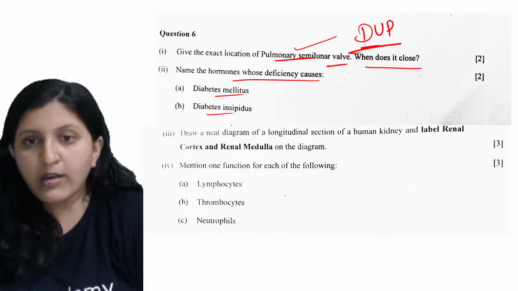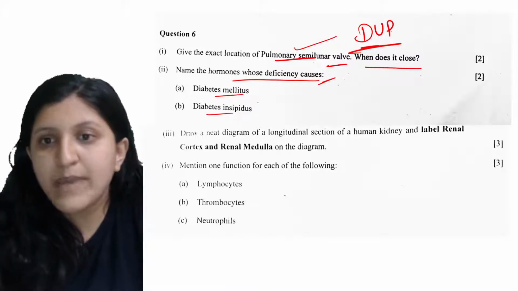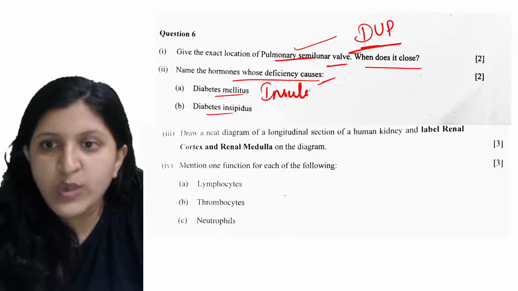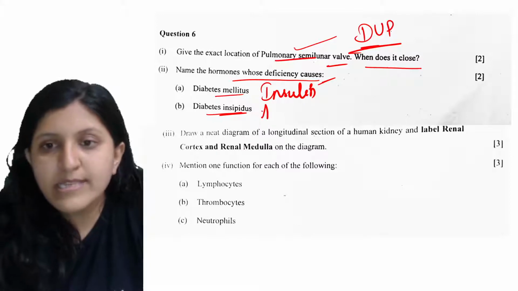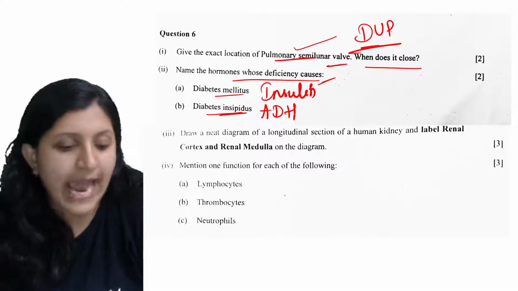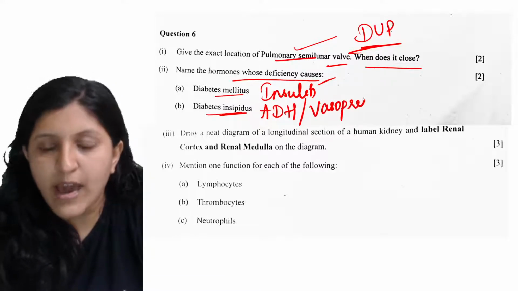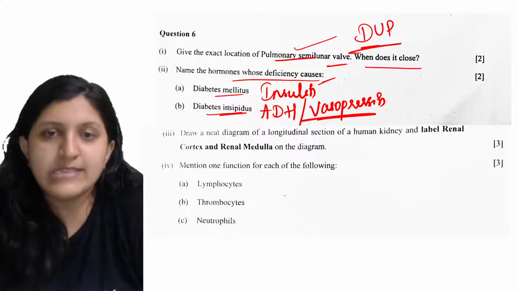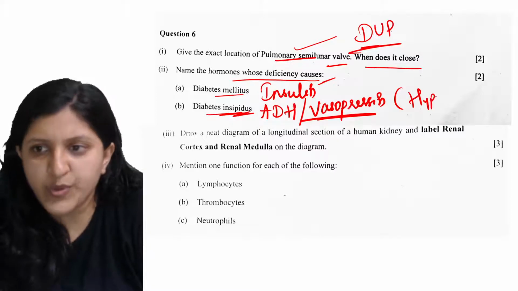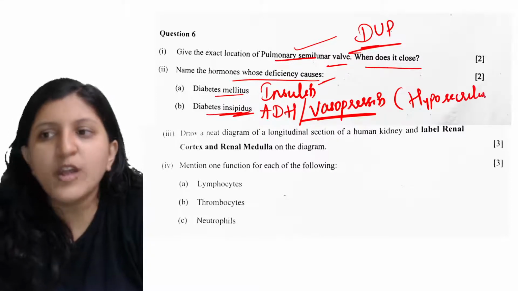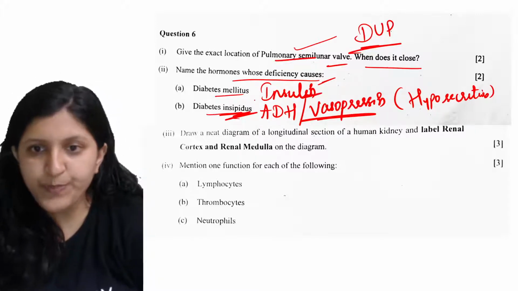Yeah, so name the hormone whose deficiency causes diabetes mellitus. This one is insulin, and the other one being diabetes insipidus. Diabetes insipidus is caused by the ADH hormone, that is antidiuretic hormone, which can also be called vasopressin hormone. So these are the hormones, this is the one which is causing insipidus. We can say hyposecretion of this one, or complete absence also can occur, or a hyposecretion can cause diabetes insipidus. So here also it is a hypo.